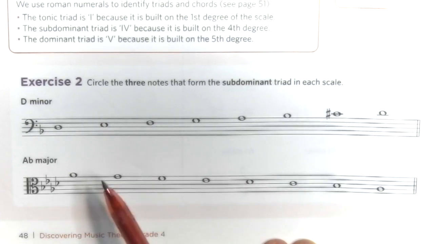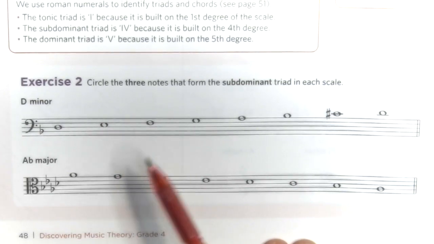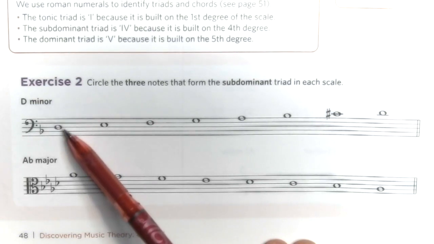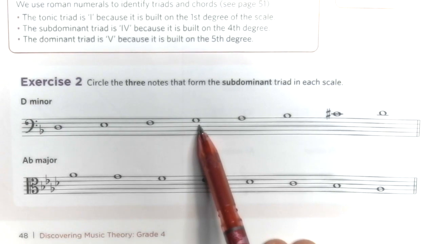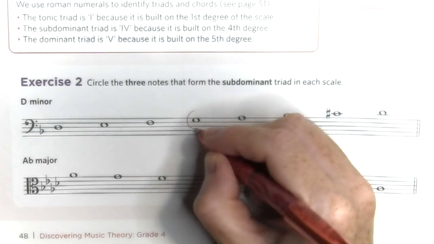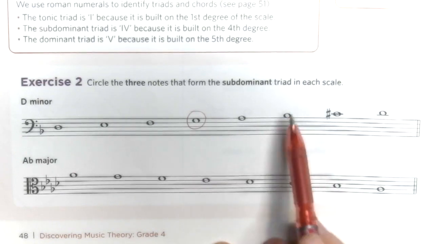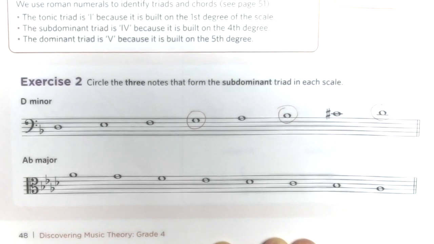Now, this exercise asks us to circle the three notes that form the subdominant triad. Okay, this is D minor, and the subdominant is 1, 2, 3, fourth degree is G, it's Sol. So definitely Sol. Then we have Sol, La, Si, Do, Re. Very easy.